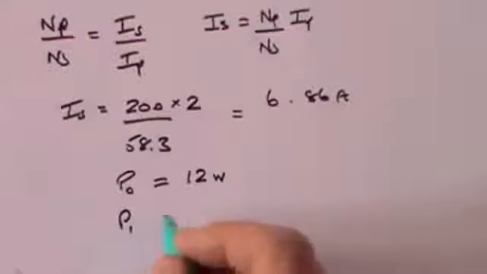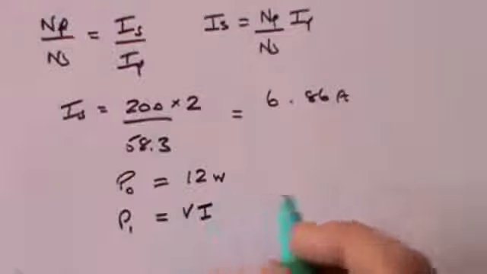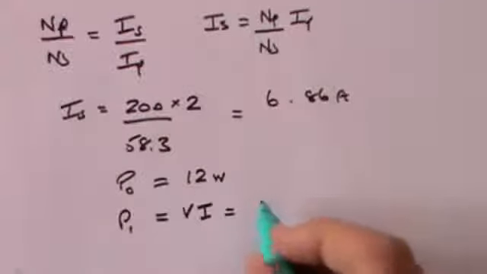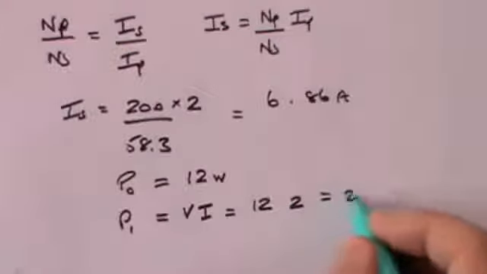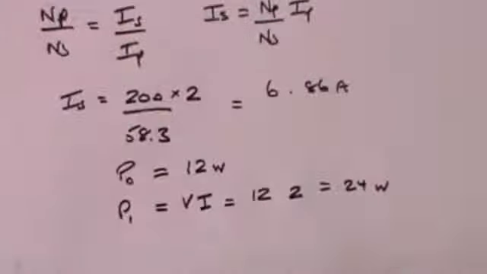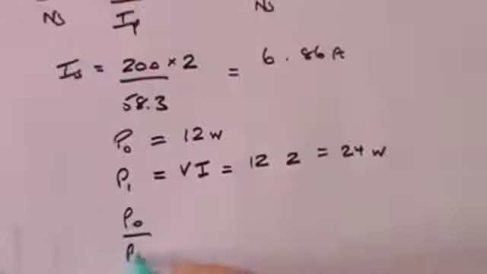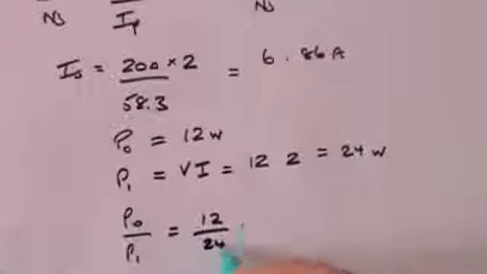The power in is going to be the voltage times the current. Well, the input voltage was 12 volts and the input current was 2 amps, and that's going to be 24 watts. And so the ratio of the output power to the input power is 12 over 24, which is 0.5. And therefore this transformer is actually a very bad transformer. It's only 50% efficient. Where is the other 50% of the power gone? Well, probably in heat. The transformer is going to get very hot.